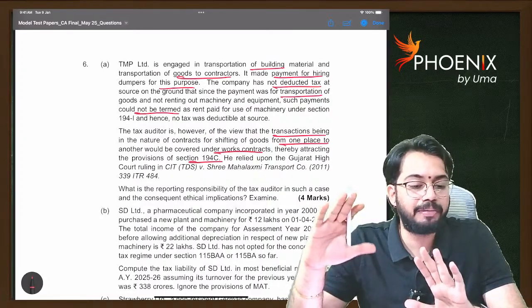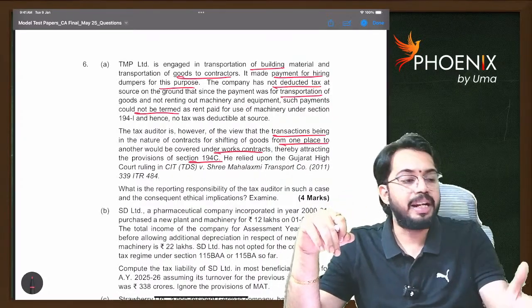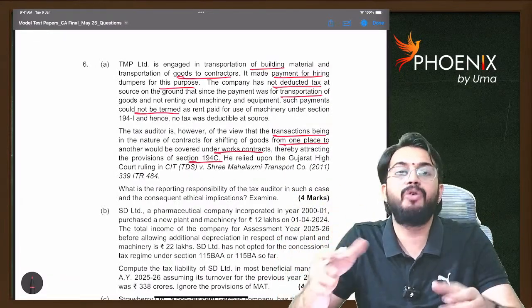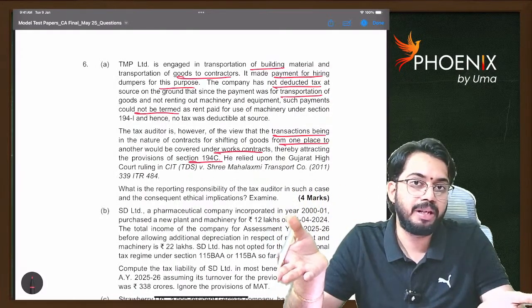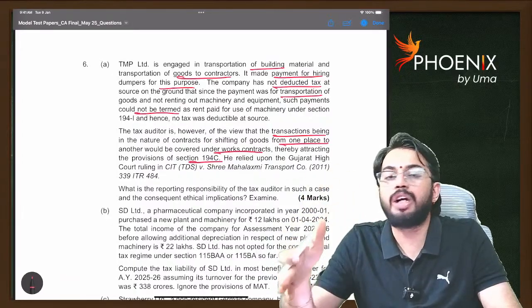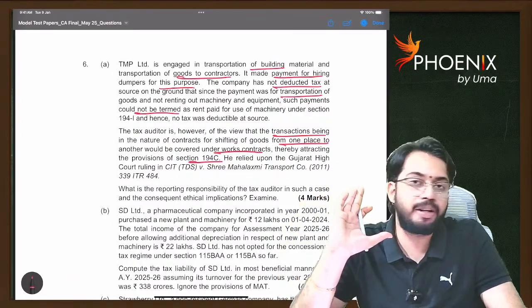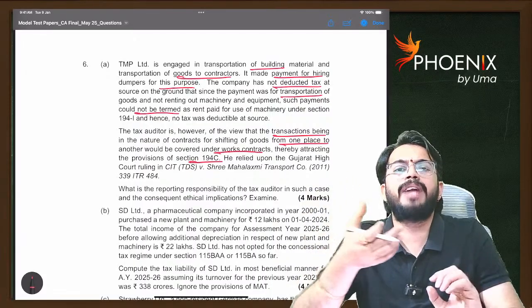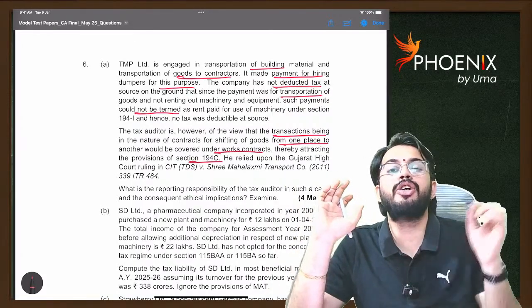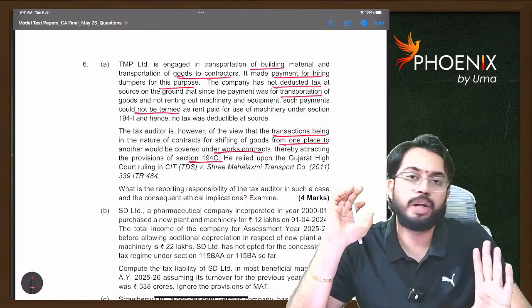See, normally the client is there, the tax auditor is there. In between the client and the tax auditor, differences of opinion will come. The client will say TDS is not required to be deducted. The tax auditor will say TDS is required to be deducted. So, if the tax auditor varies from the opinion of the client, the tax auditor should write an observation in the tax audit report.